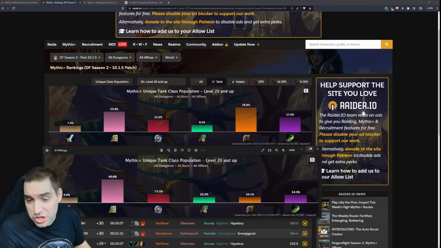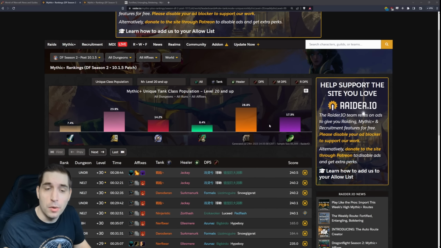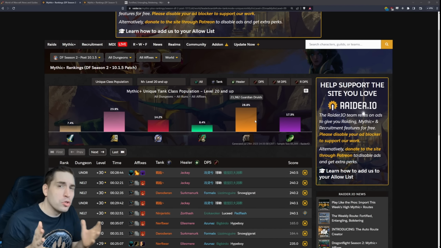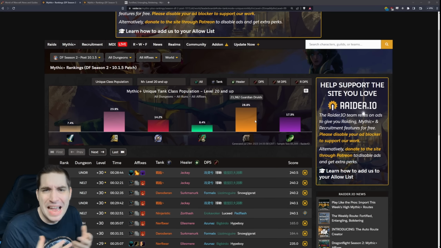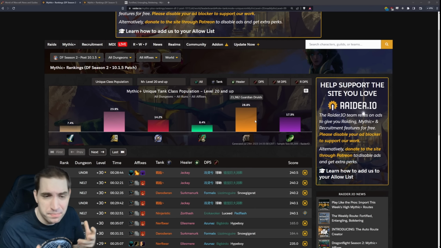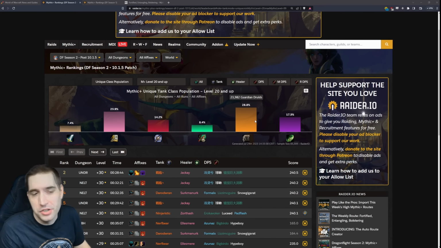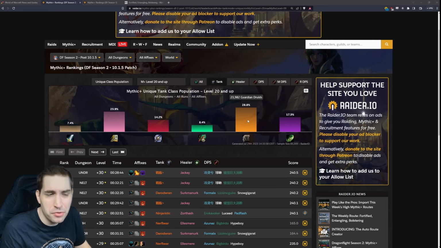This is also interesting because, of course, the spec in question, Guardian, has received nerfs, but it has not really moved things in any particular direction. So we still see and continue to see, and likely will continue to see, Guardian Druid being the most popular tank for the foreseeable couple of months before the release of Season 3.